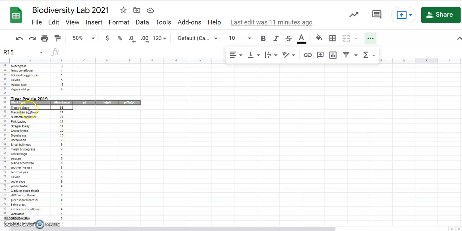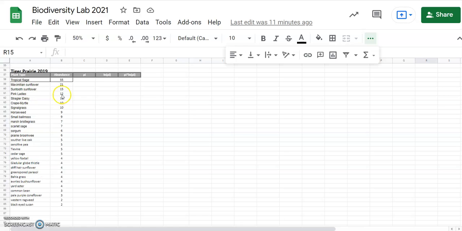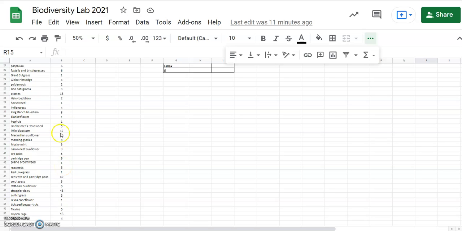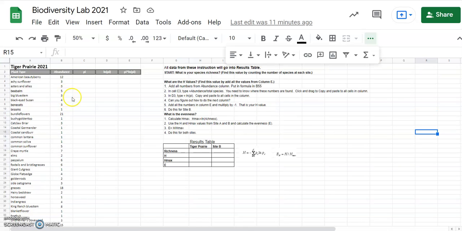If I come down to this prairie, interestingly, this was back in 2019, we have fewer species, but look at the numbers here. The evenness, this is called evenness, the number of each kind is higher. So looking at the numbers by themselves, I can't tell which prairie is more diverse. I'm going to have to calculate it.